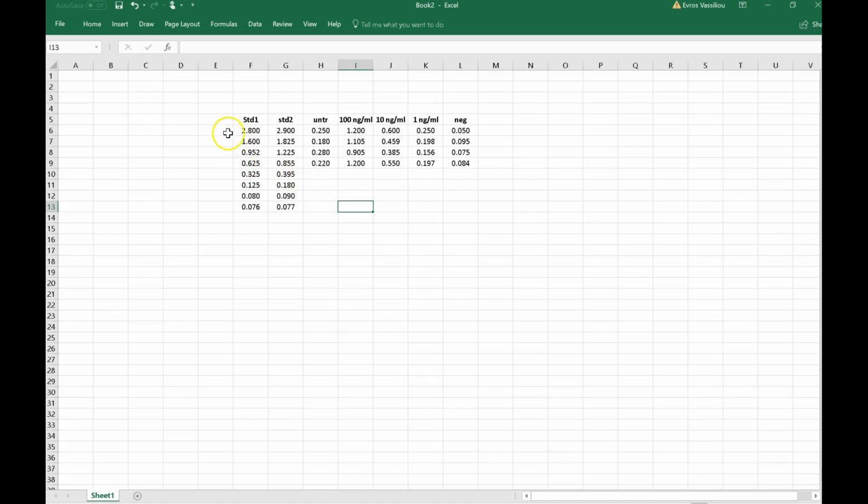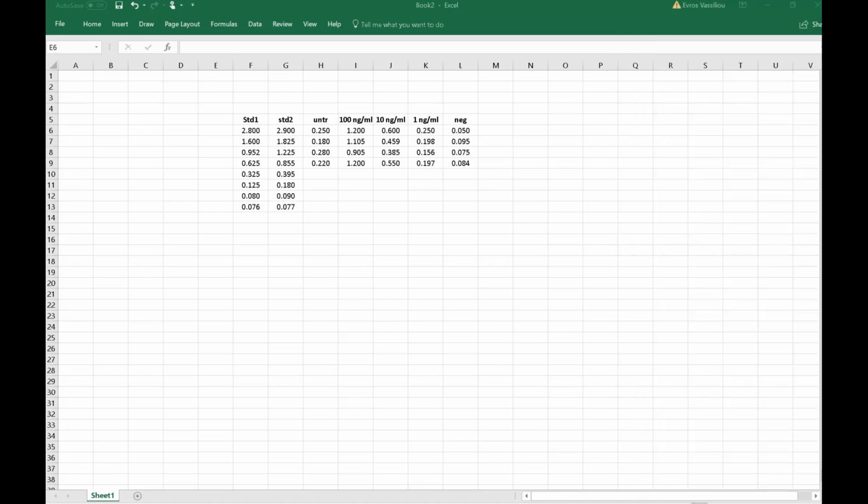Now, the next thing, if you remember for our experiment, we prepared the standards. Do you remember what the top standard was? It was 1,000 picograms per ml. Now, in this example, I have it as 2,000 picograms per ml.